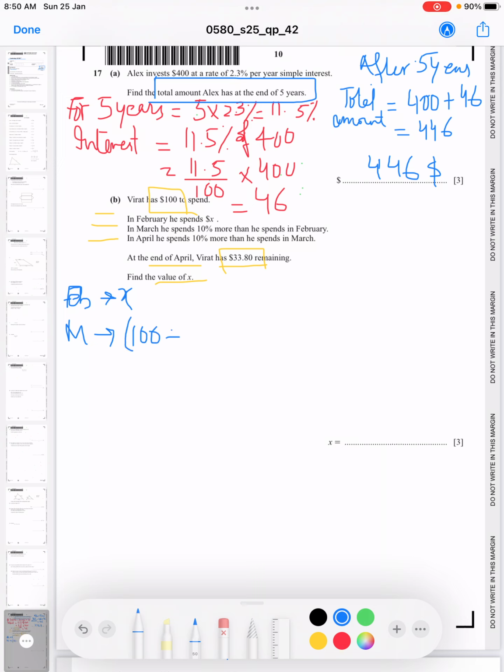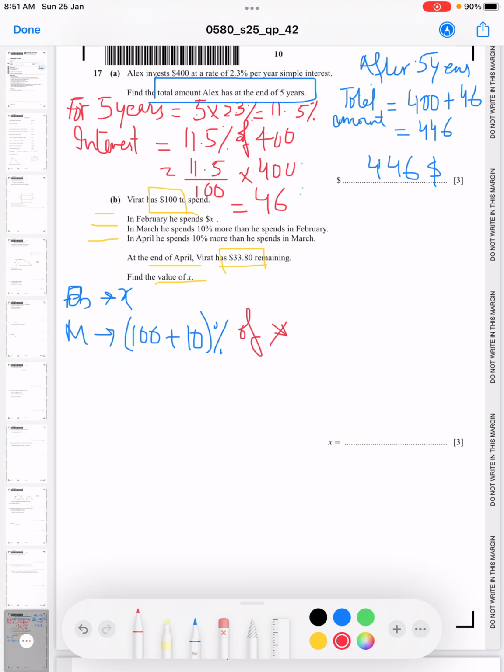Normally we have 100%. When we have an increment, it means we have 10% added to it. And if they ask you about a loss, if in March he spent 10% less than he spent in February, then we need to subtract it. But here they are asking for more, so we need to add. So 100 plus 10% of x.